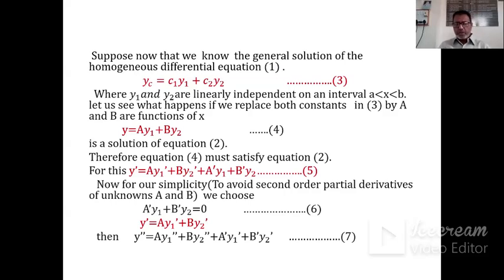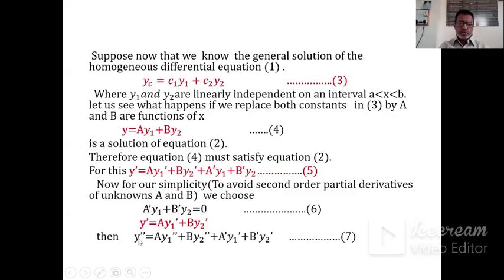Now, for simplicity, to avoid the second order derivatives of the unknowns A and B, for that purpose we choose A dash y1 plus B dash y2 is equal to 0. We want to use this equation later on. Remember this equation 6: A dash y1 plus B dash y2 is equal to 0. Therefore, this equation 5 becomes y dash is equal to A y1 dash plus B y2 dash.